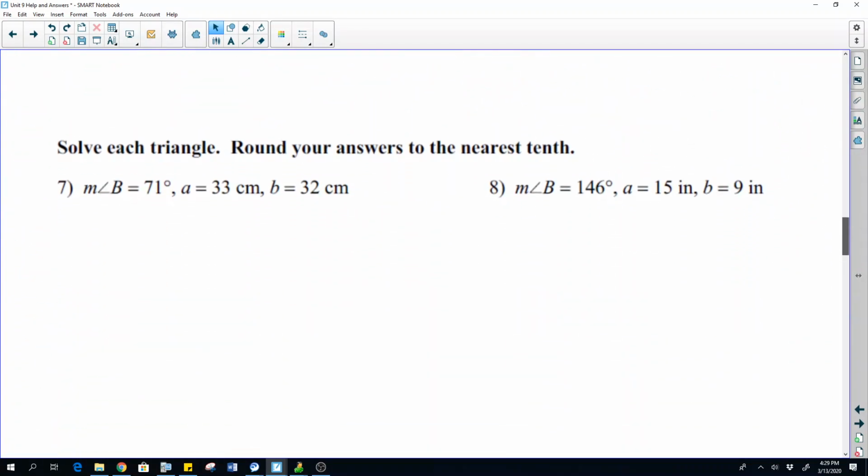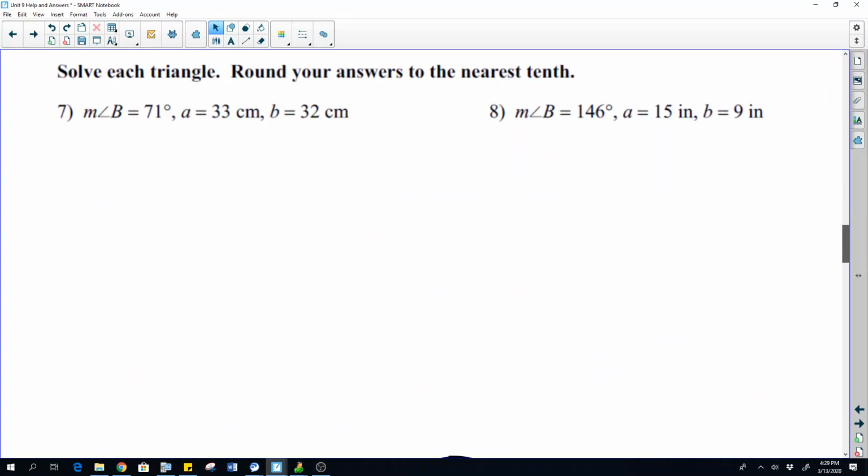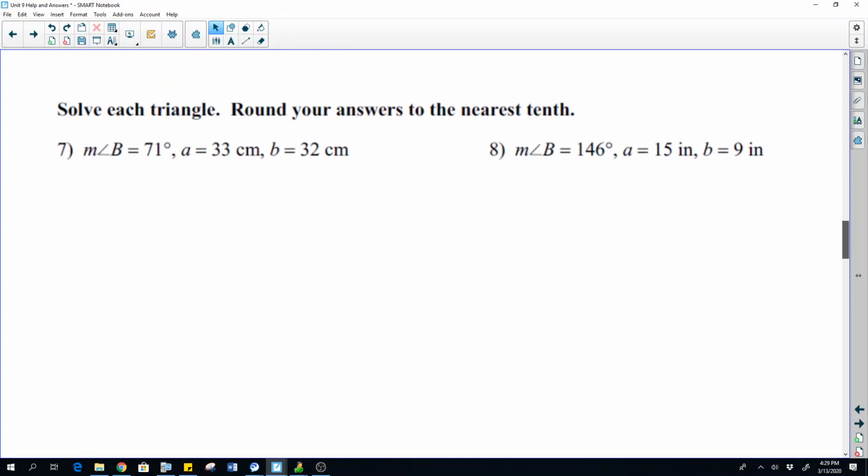When we go to these ones, you actually have to solve both triangles. Get them both and solve them both. So for example, number 7 is definitely one, and it's basically the same process. I'll try to do it really quick now just to show it to you.